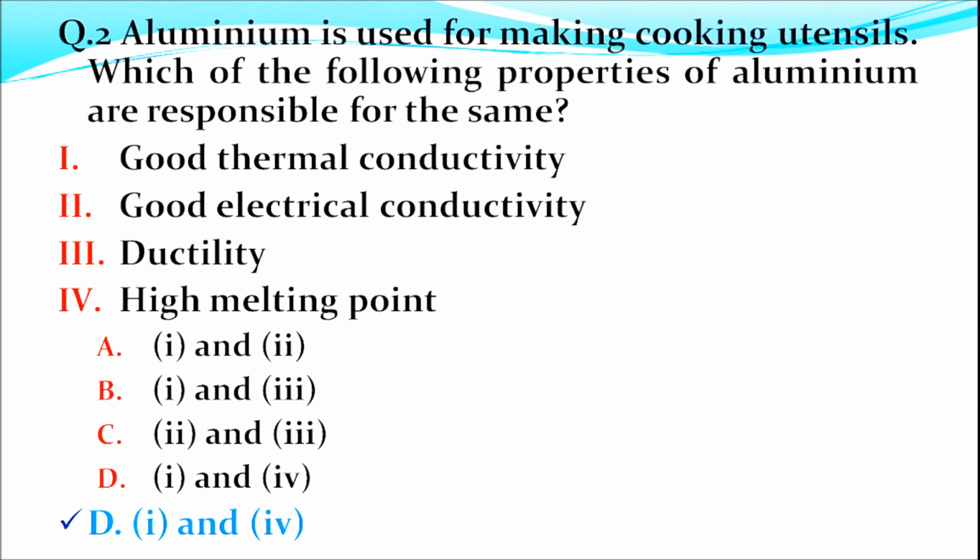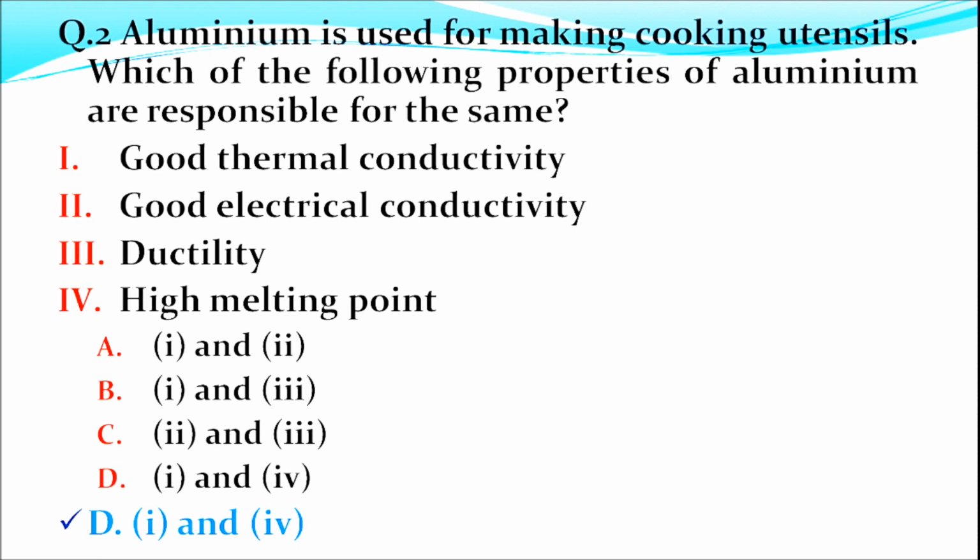Options are A 1 and 2, B 1 and 3, C 2 and 4, D 1 and 4. When aluminium is used for making cooking utensils, which properties of aluminium are responsible for the same? So, first, good thermal conductivity and high melting point.